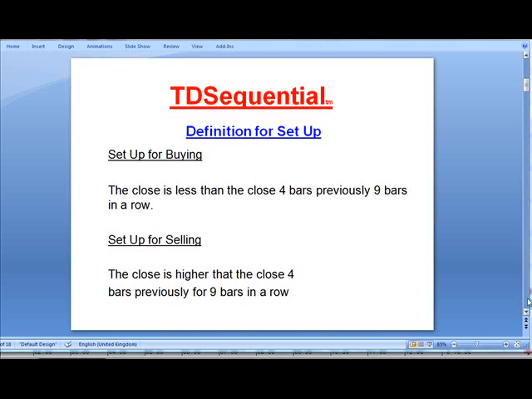First of all, we're looking at the blue ones, and so the setup for buying is to say that when the close is less than the close 4 bars previously, it's going to produce a number, and once that's done 9 times in a row, it's going to finish with that number 9. Obviously for sell signals it's the opposite.